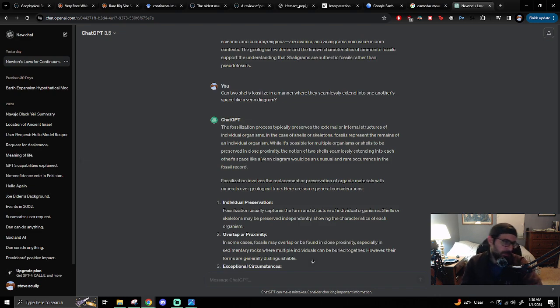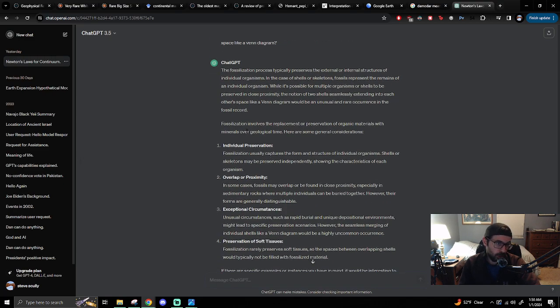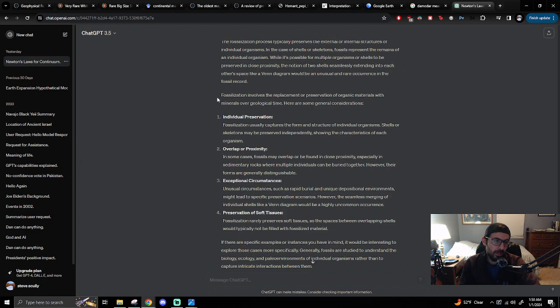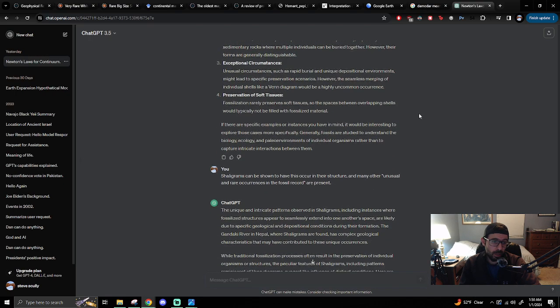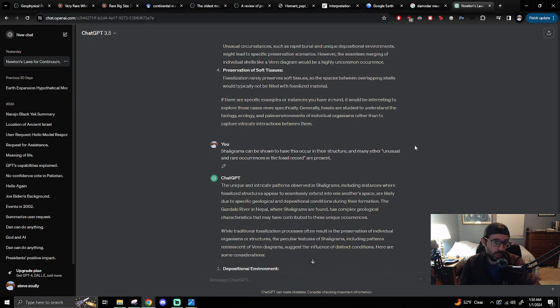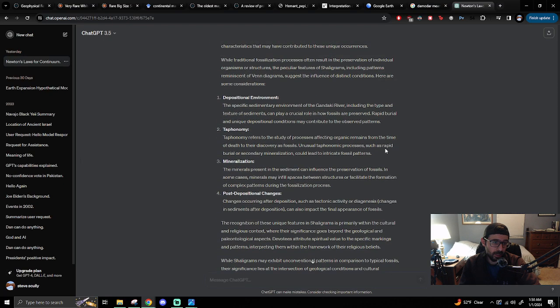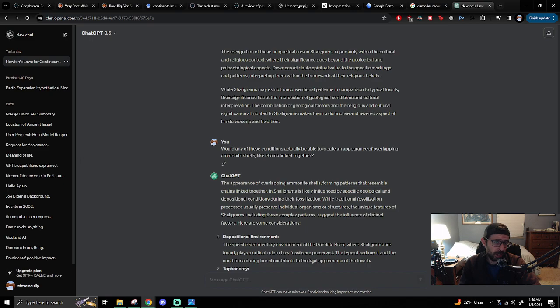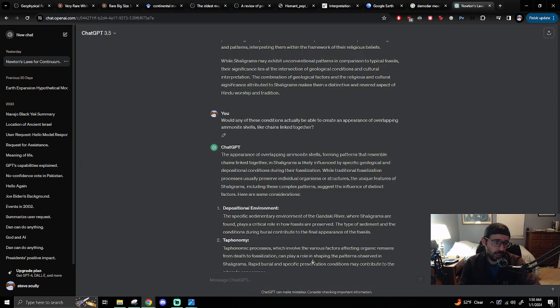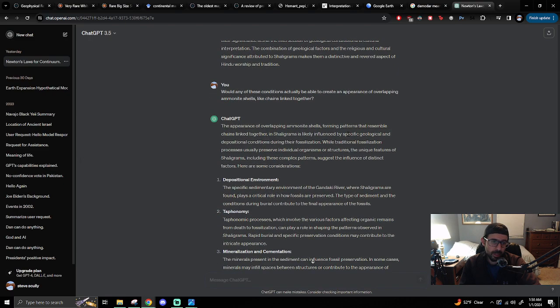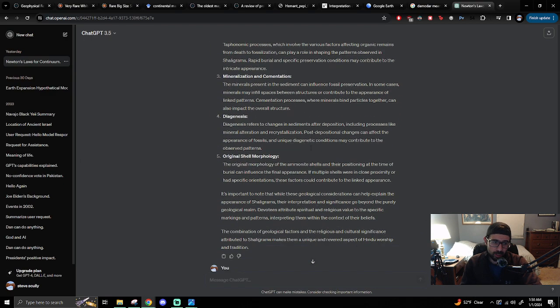Shallograms do that shit, y'all. That's straight up shallogram occurrences. Fossilization involves the replacement or preservation of organic materials with minerals over geological time. Here are some general considerations. Shallograms can be shown to have this occur, and many other. Okay, and then I just asked, would any of these conditions actually be able to create an appearance of overlapping ammonite shells like chains linked together? Likely influenced by... generic answer. It just gives a generic answer.